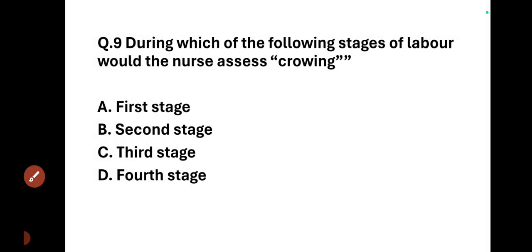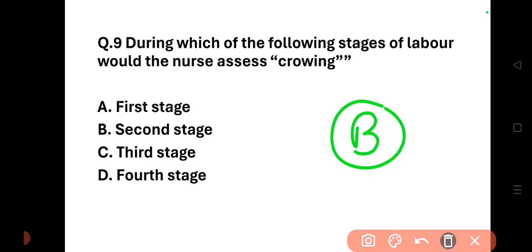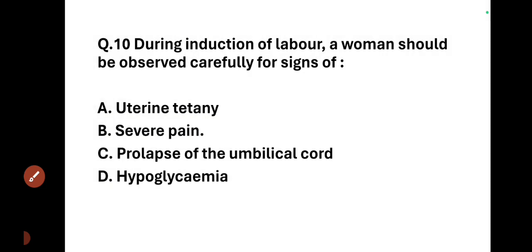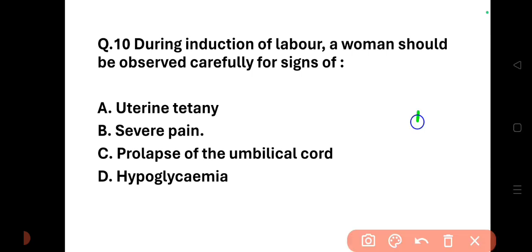Question number 9. During which of the following stages of labor would the nurse assess crowning? The right answer is option B, second stage of labor. Question number 10. During induction of labor, a woman should be observed carefully for signs of? Right answer is option A, uterine tetany.